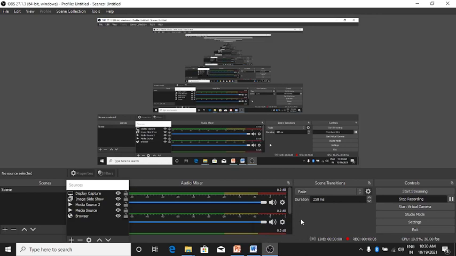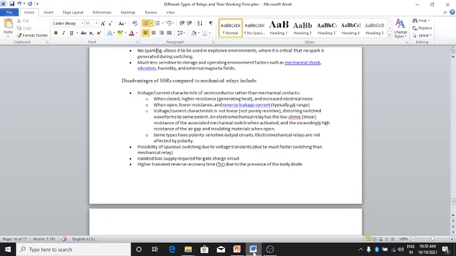In this unit, in this point on relay, we studied what is relay, what are the different types of relay, what is the function, their working principle, characteristics, advantages and disadvantages, and applications. This is all about relay. Thank you for today's lecture.